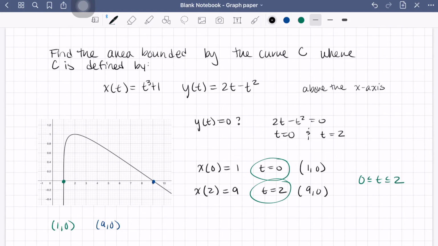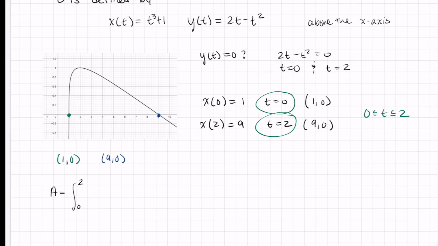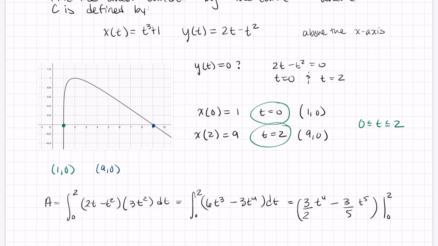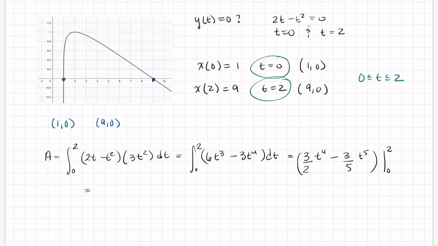Now we can integrate. All right, so there is our integral nearly completed. Now we just need to simplify this. All right, so the area here that we were interested in is 4.8 units squared.